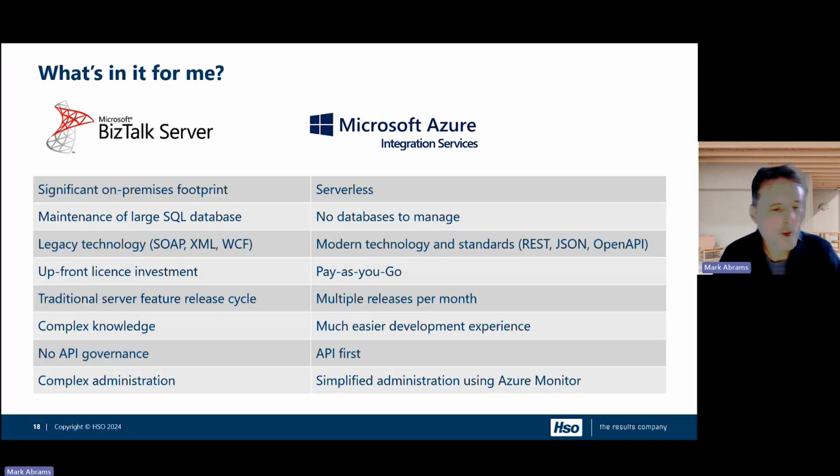So in terms of what's in it for you, Steph's been through some of the key drivers for that modernisation journey from BizTalk to Azure. I've got a few more that are highlighted on this slide. For me, some of the key ones were especially around legacy technologies. BizTalk was originally designed back in the early 2000s. The state of integration back in those days was very different to how it is now.